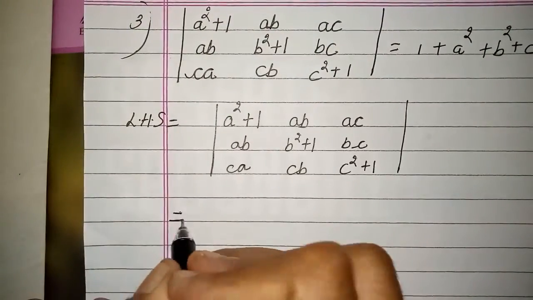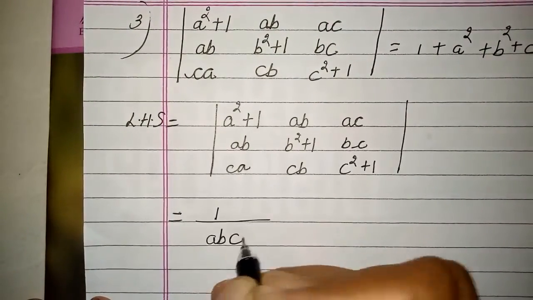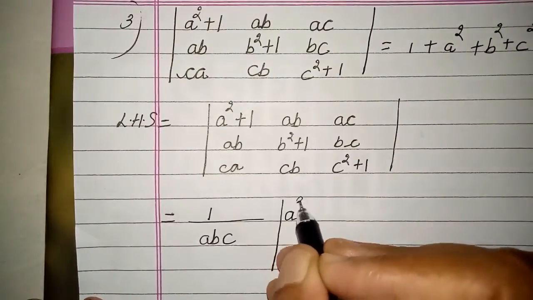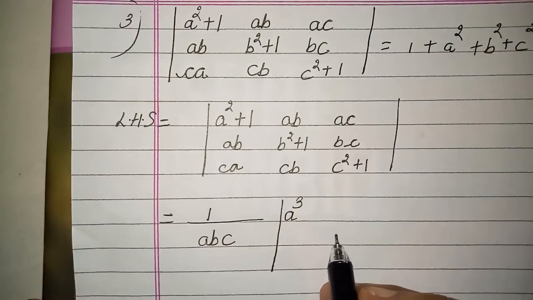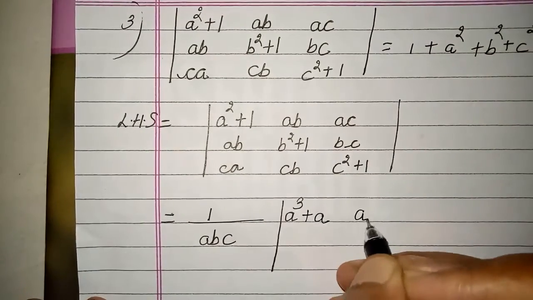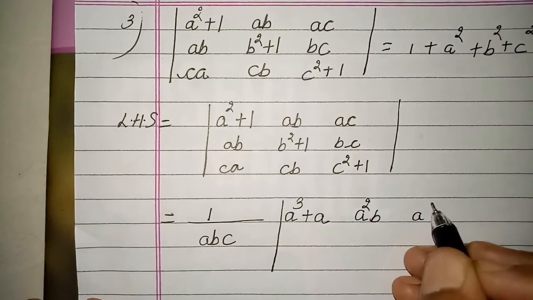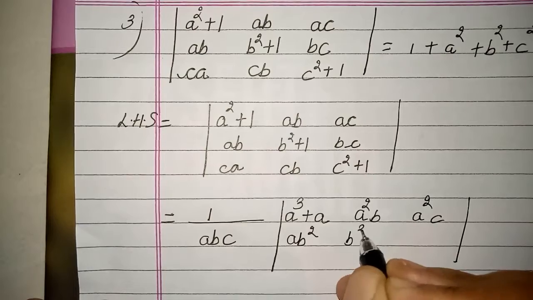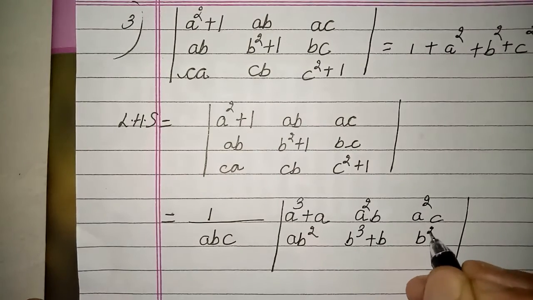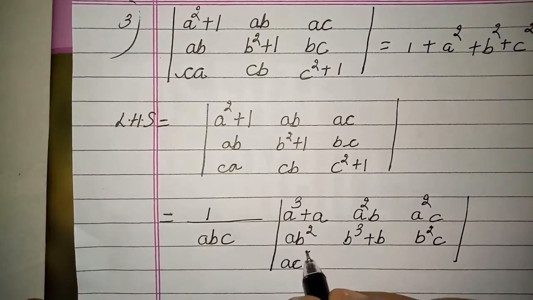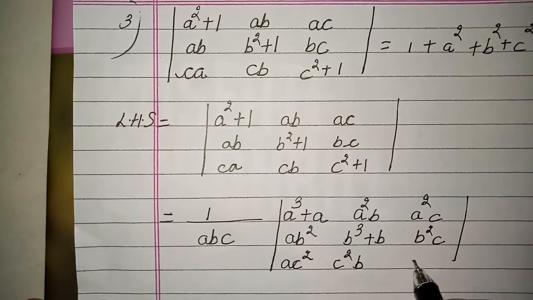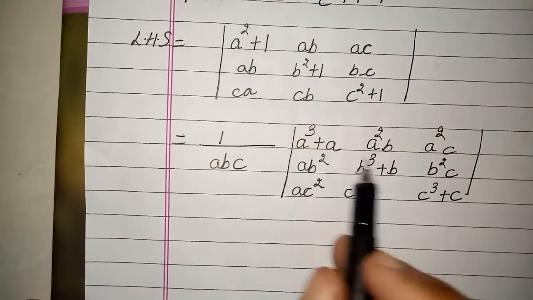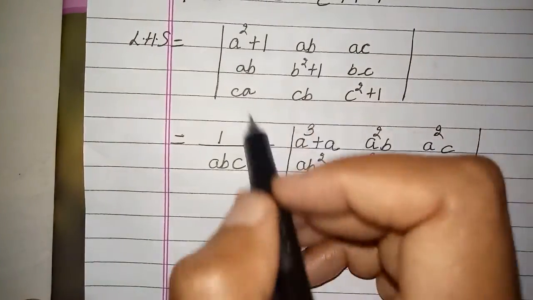Okay. What I am going to do is, I am going to multiply and divide by ABC. So what it will be now? It will be first row by A, second row by B, third row by C. Is it okay, children? Because if I remove this ABC outside, I will get back my original.